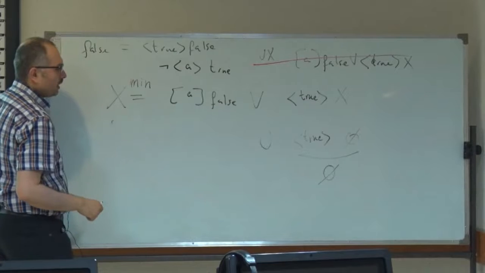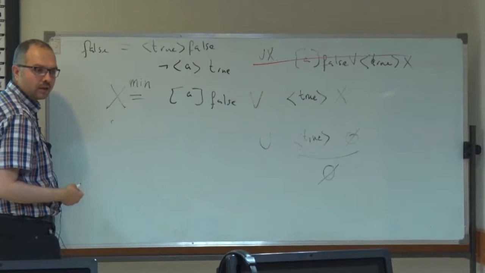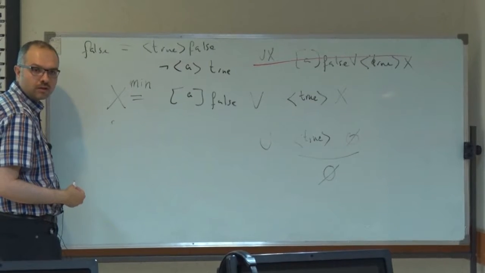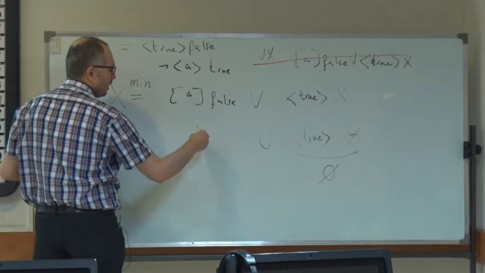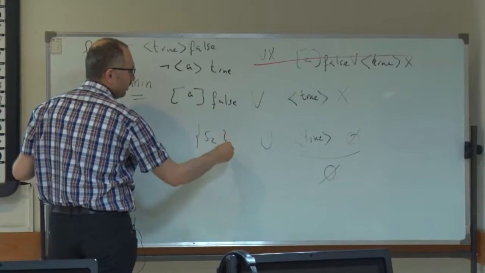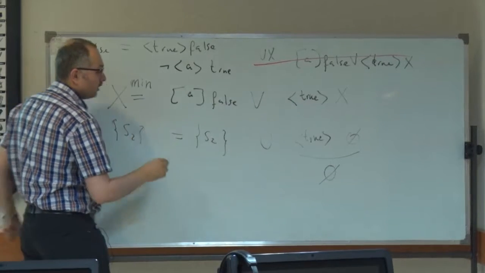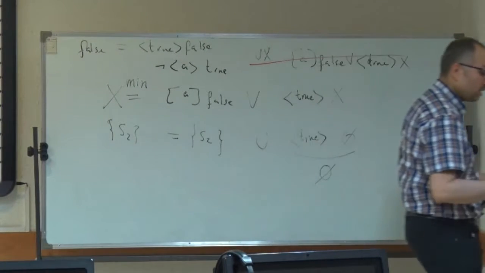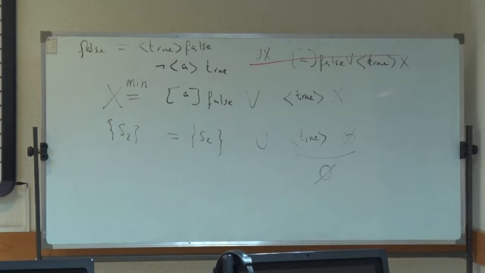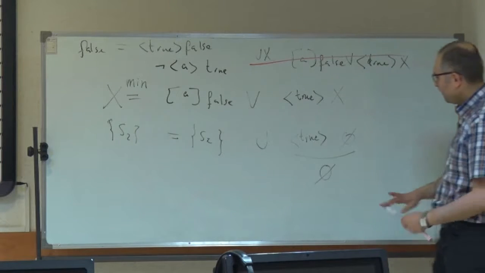Which states satisfy box A false? We did it in the previous exercise. S2 was the only state that cannot do an A. What is the outcome? S2. We started with the empty set. We ended up with S2. So this is not yet a fixed point. We should iterate again. How do we iterate again?